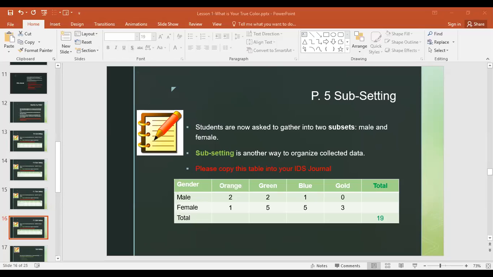Actually, let's do this. When you're done copying your table, raise your hand for me, please. That way I know and I'm not cutting anyone off. I want to make sure that everyone has the table down. When you're done with your table, please raise your hand for me, okay?